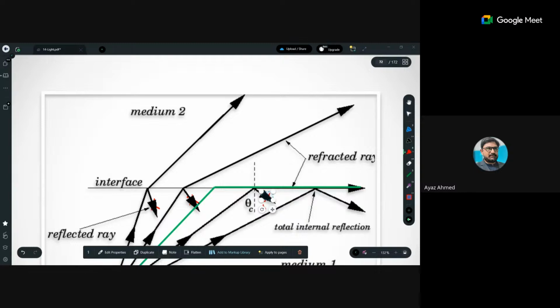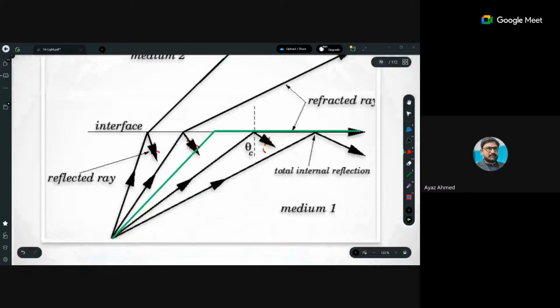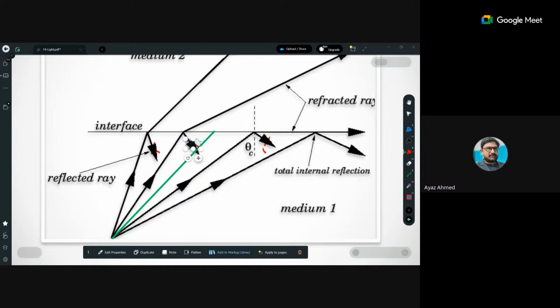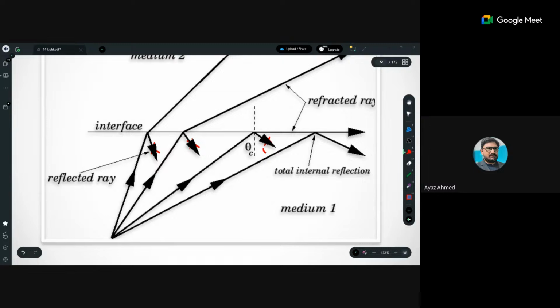Here is the critical angle. The critical angle is given to you. I just drew it without seeing the diagram. So if you just forget about these reflected rays, just ignore them. Sorry, it is just a blob. You have to just ignore them.